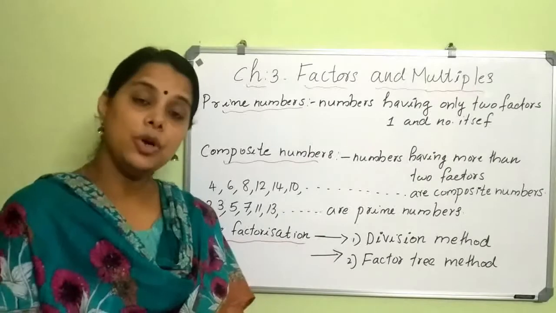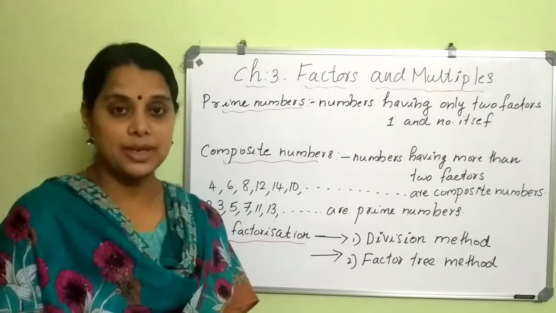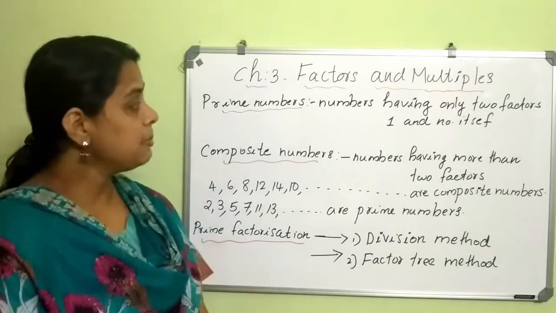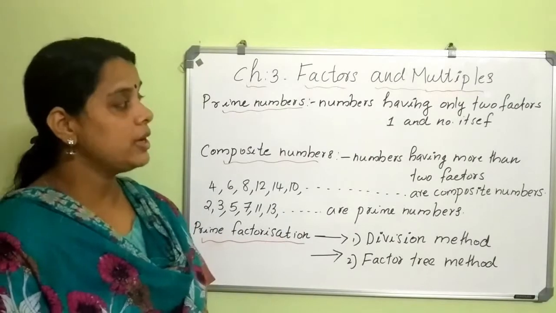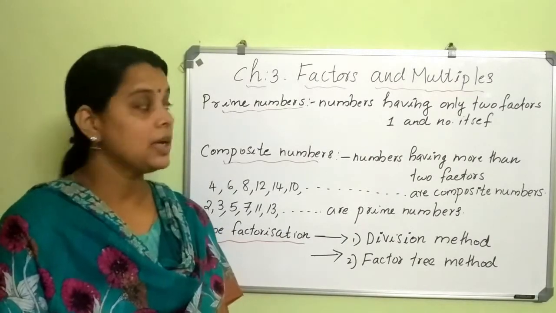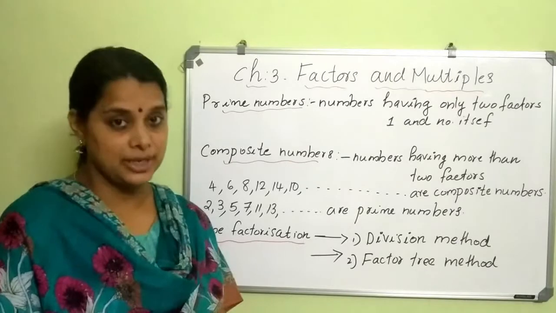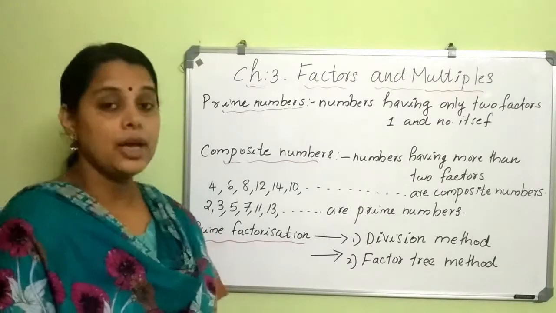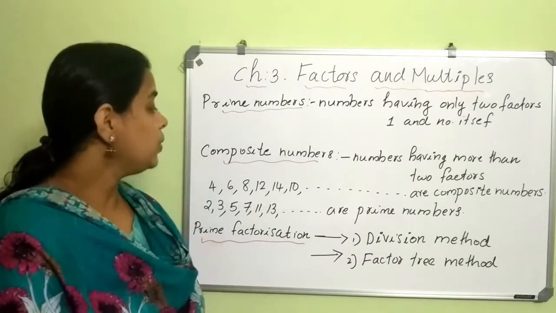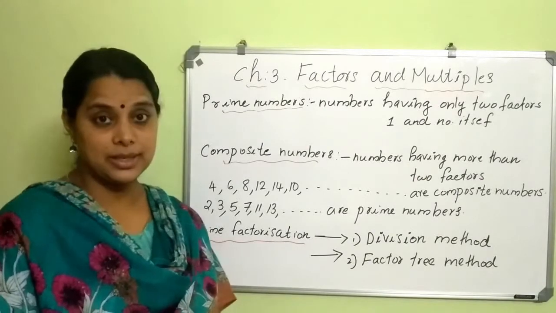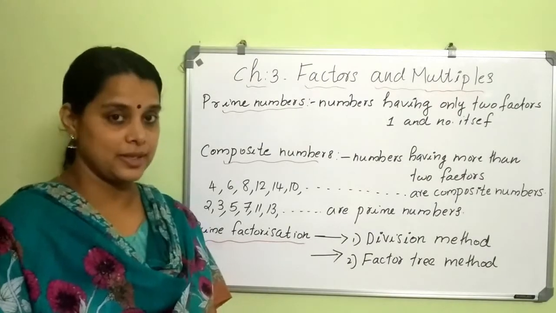Children, have you heard about prime and composite numbers? Prime numbers are numbers having only 2 factors, that is 1 and the number itself. Composite numbers are the numbers having more than 2 factors.